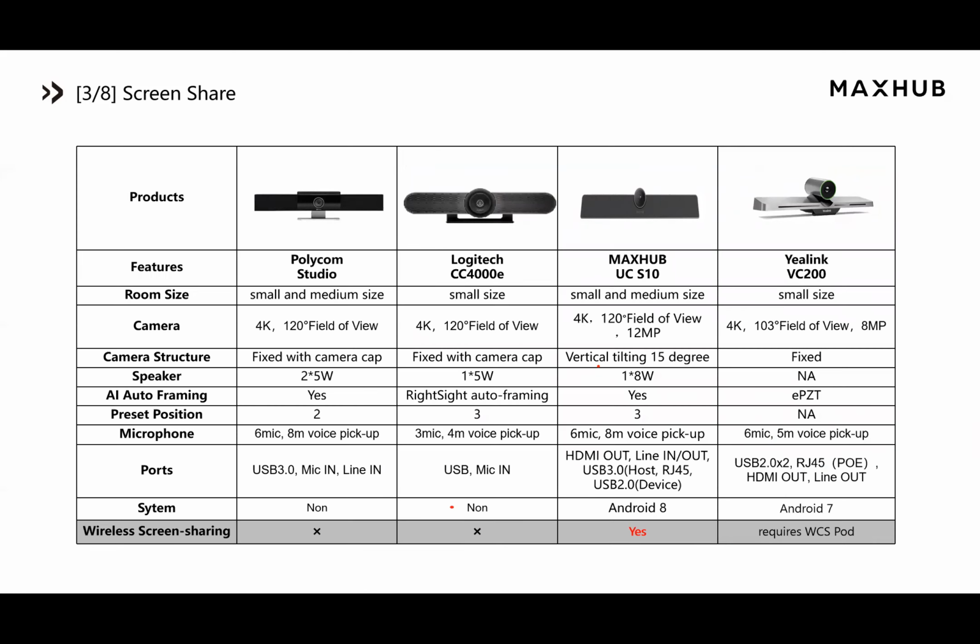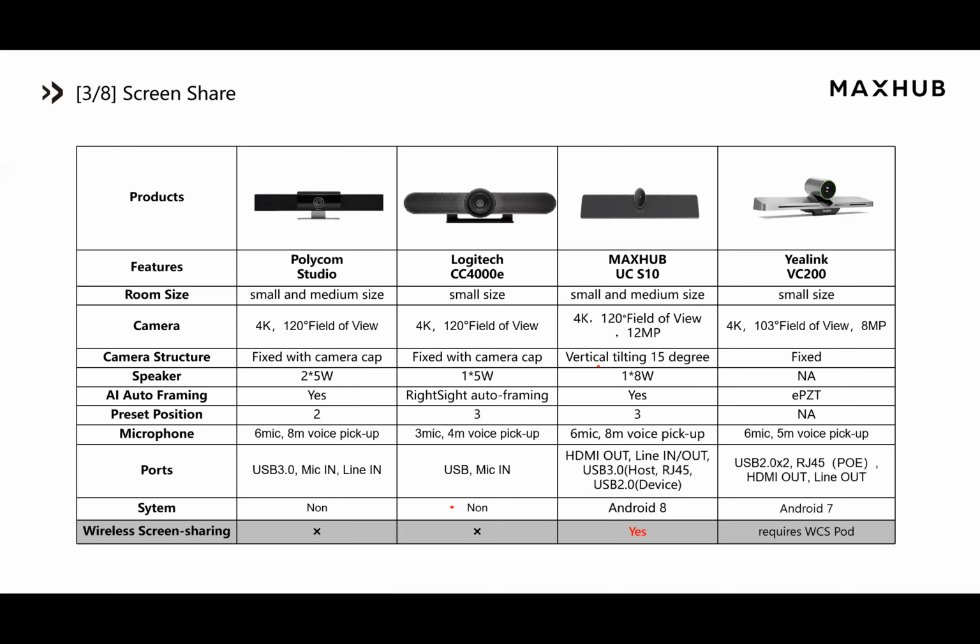We checked the market, and most soundbars without any system don't have this function. Some brands provide it, but they need an additional device to support wireless screen sharing. But the UCS10 has the built-in function, so you don't need to pay for or install an additional device. It's already inside, and you can easily use it in your local teammate discussions.